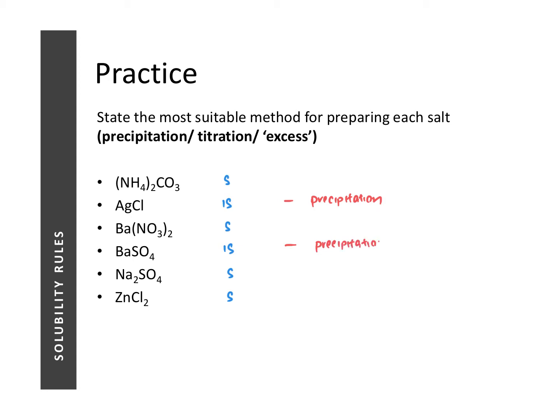Next, for the soluble salts, we need to find out whether it's a spa salt or not a spa salt. So let us find the spa salts now. Which ones are the spa salts? Ammonium carbonate, sodium sulfate. Okay, so these are the spa salts. So spa salts, we need to use our titration method. For the rest of your soluble salts, we need to use the excess method.